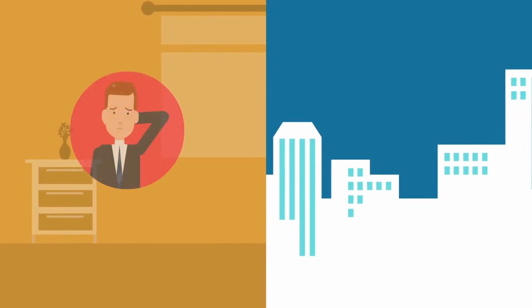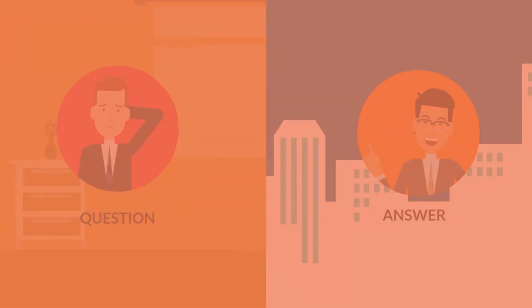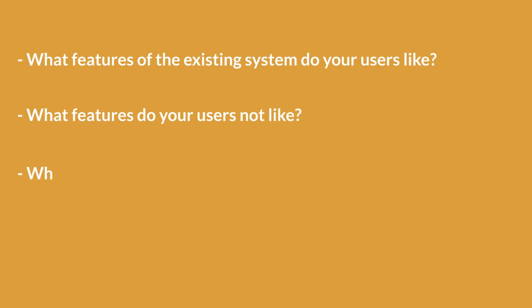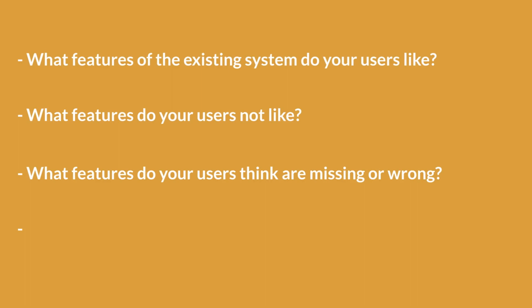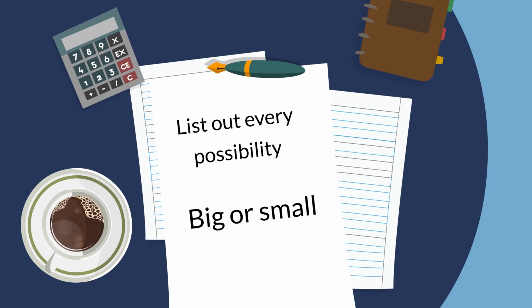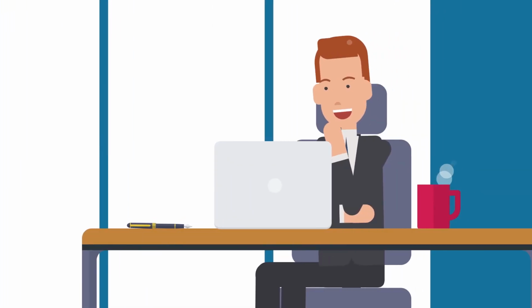Here are some questions you and your team should ask to evaluate your present system. What features of the existing system do your users like? What features do your users not like? What features do your users think are missing or wrong? How can the existing system be improved? List out every possibility, big or small. You can decide later in the decision phase what features are feasible to develop.